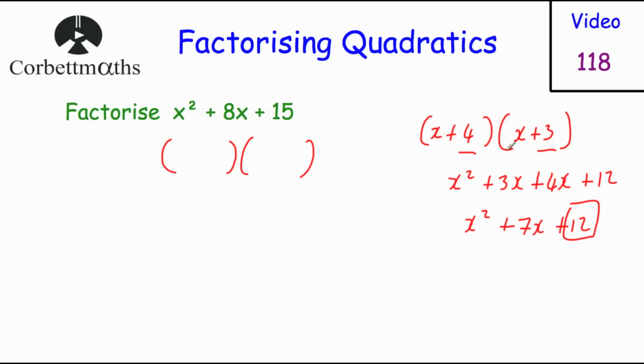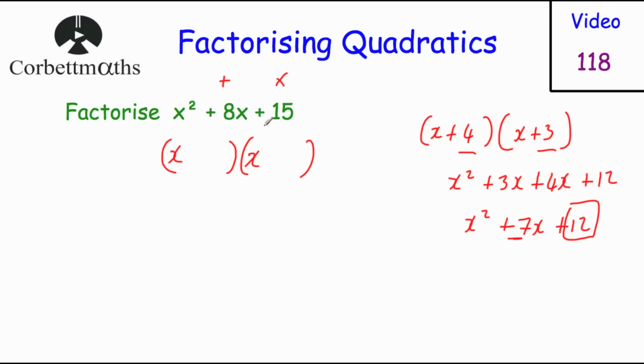Another thing to notice about these two numbers, the 4 and the 3: 4 plus 3 is equal to 7. They add together to give you the term in the middle. So whenever we're factorising this quadratic, x squared plus 8x plus 15, because it's x squared, we know there's an x at the front of both brackets, because x times x is x squared. And in terms of the two numbers that follow the x's, they will times together to give you the 15 on the end, and they're going to add together to give you the 8 in the middle.